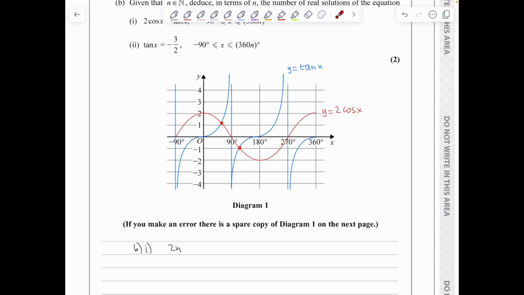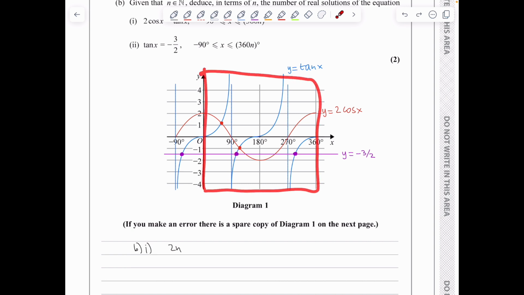Now for tan x being minus 3 over 2 over the same interval, I will start by drawing the horizontal line y = minus 3 over 2. We see we've got 3 points of intersection, so 1 in the negatives and then another 2 in the positives. So again, within the span of 360 degrees, we've got 2 solutions, which means that every 360 degrees will contribute 2 solutions. So between 0 and 360n, we will have 2n solutions, plus that extra 1 solution between minus 90 and 0, so 2n + 1 for b(ii).